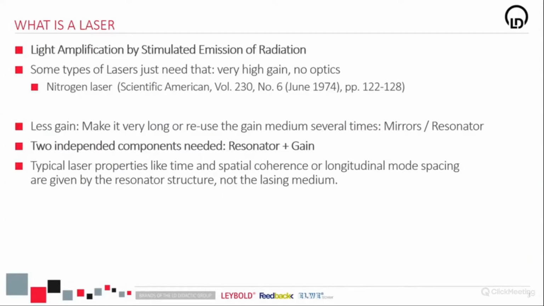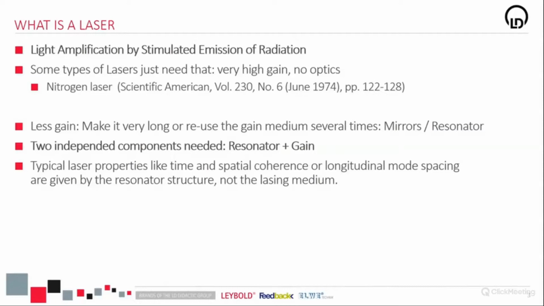So, a laser. You all know this: light amplification by stimulated emission of radiation, but what does it mean in detail? It's a gain that light experiences when it passes through a medium, just because there are more excited states in this medium than there are in the ground state. So a photon passing through this medium can trigger the release of another photon, and that's just what we call gain. So the light is more intense when it comes out of the gain medium than when it enters the gain medium, and some lasers just need that.